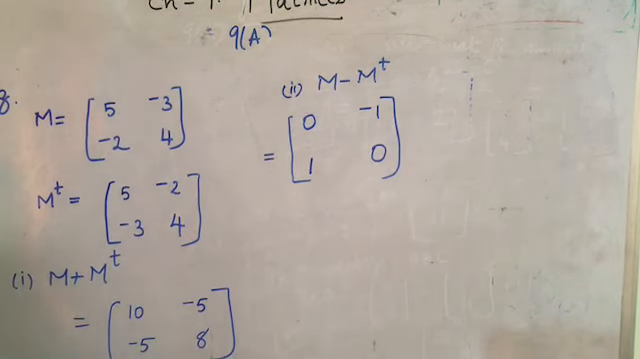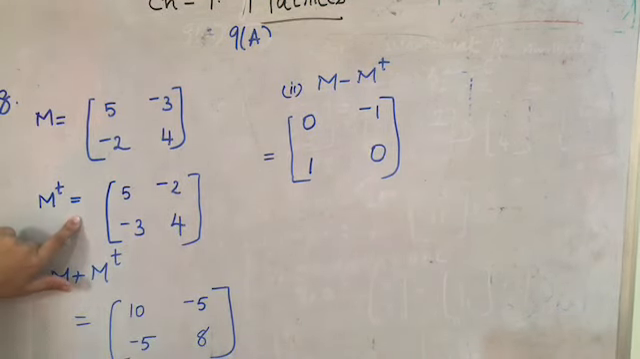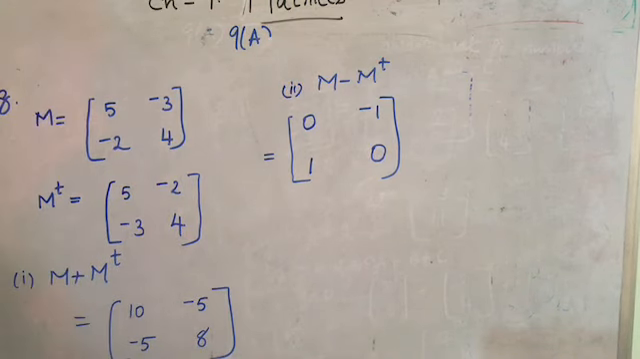So this is how you take the transpose of the matrix and you can add them and subtract them.